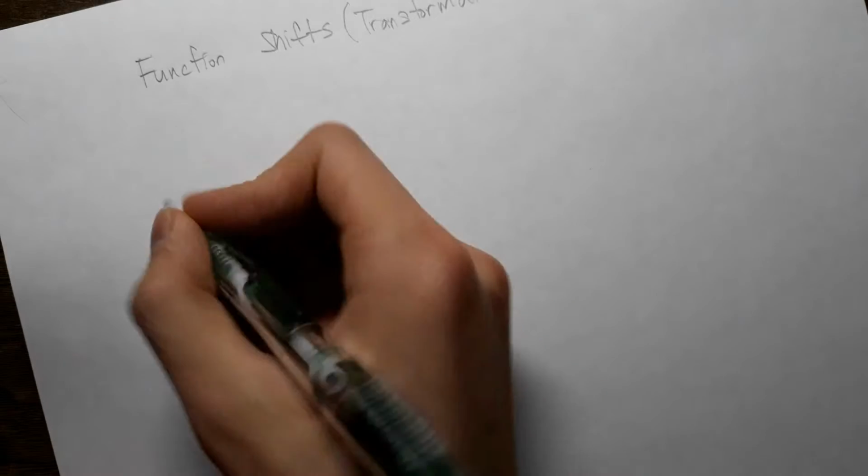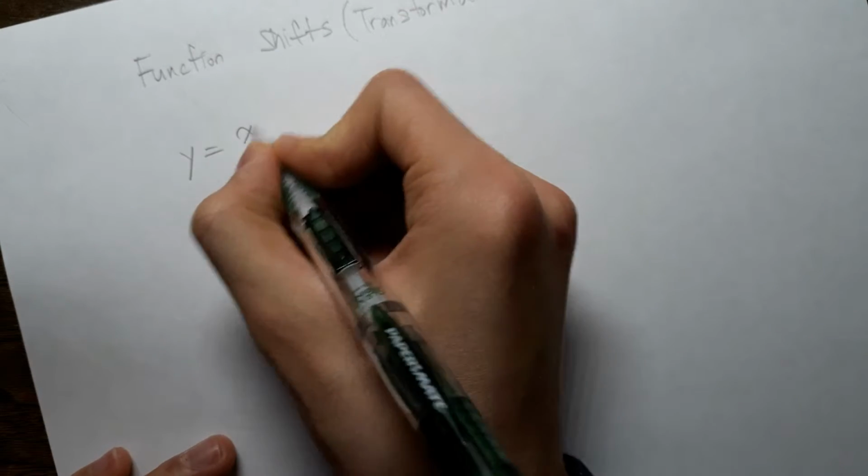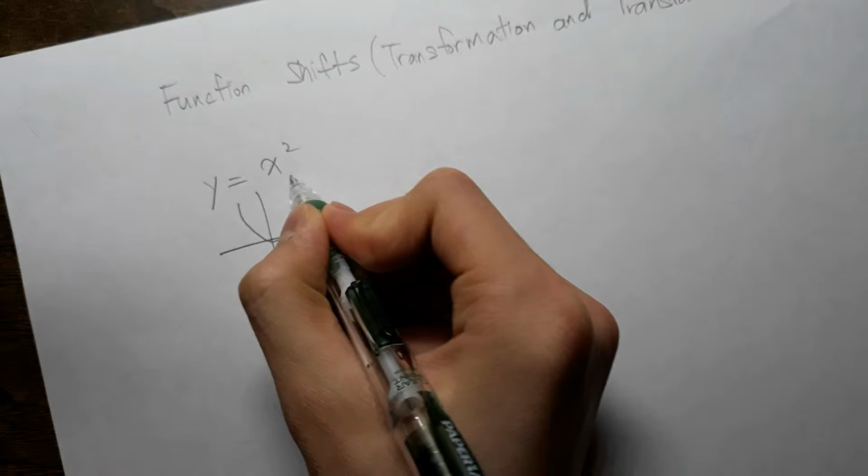Hello guys, we're going to talk about function shifts, transformation, and translations. Okay, first of all, let's use the y equals x squared graph. This, first of all, looks like this.